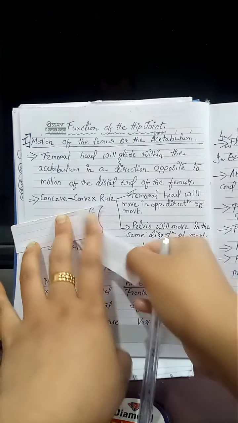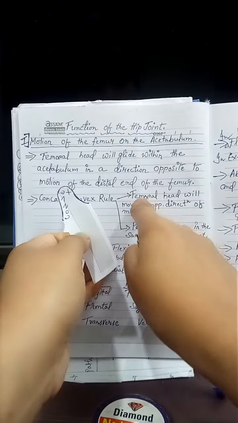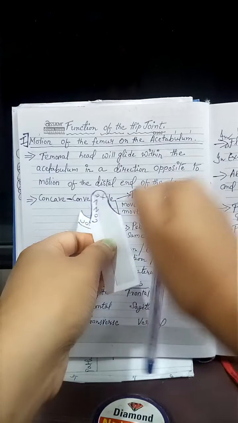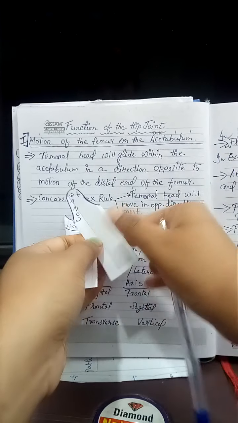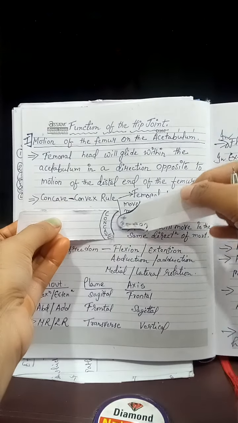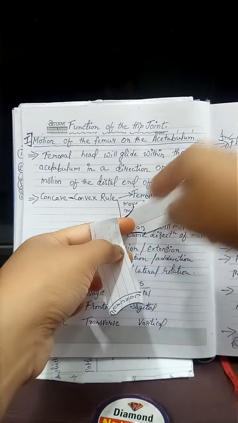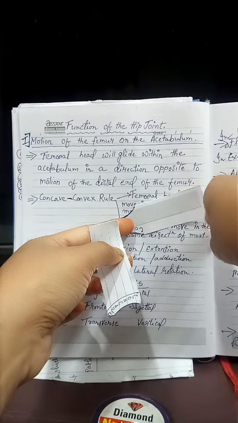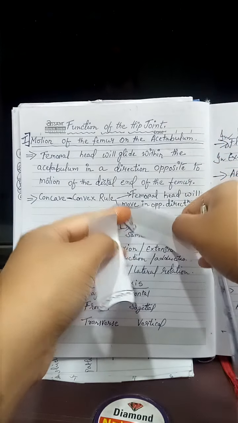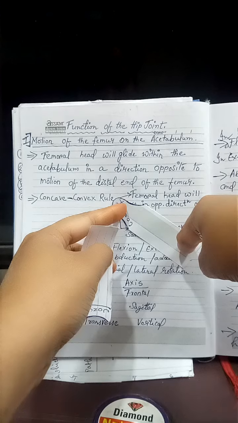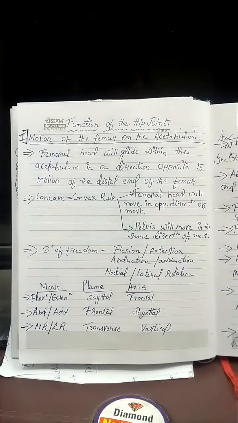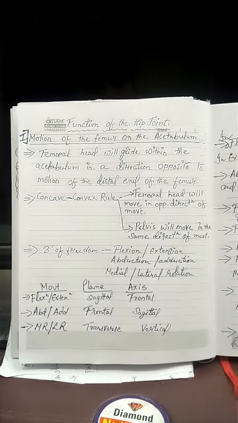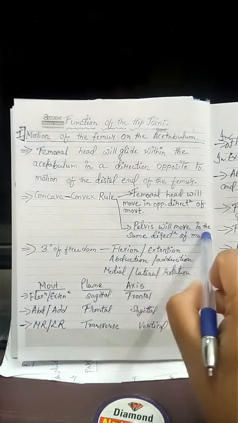So when we move a convex surface, which is your femoral head, it will always move in the opposite direction of the movement of the bone. When we move the convex head downward, the distal end of the bone moves upward, and when we move the head upward, the distal end moves downward. So this is the convex-concave rule. Now, the pelvis will move in the same direction.